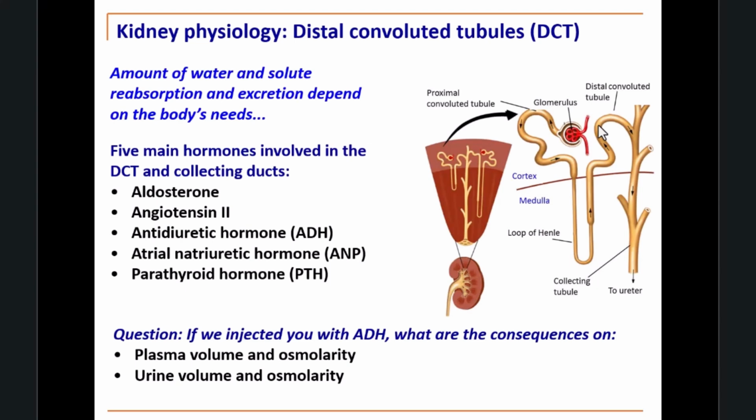Okay, so you're injected with ADH. ADH works on the distal tubules and the collecting ducts, and it's involved in water reabsorption. At those levels, it reabsorbs water back into the blood. Therefore, your plasma volume goes up because you brought more water into it, and because you brought more water into it, you've diluted it, so the osmolarity goes down. So what about the urine? Less water is now going into the urine, so the urine volume goes down and the urine osmolarity goes up because there's less water in it, so it's become more concentrated.